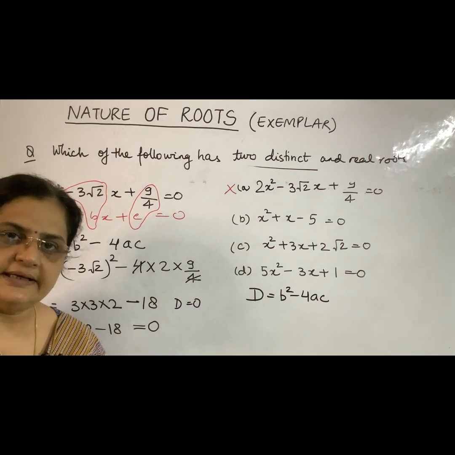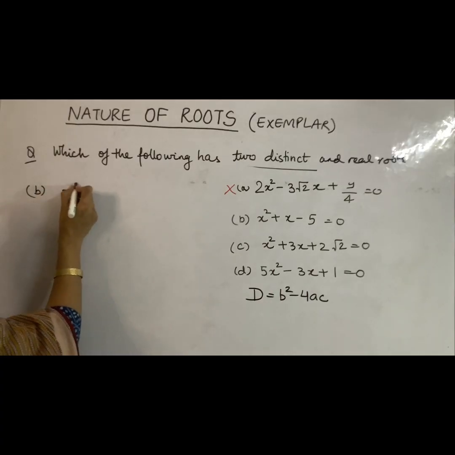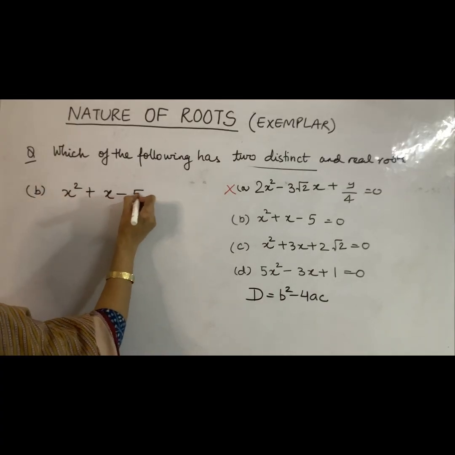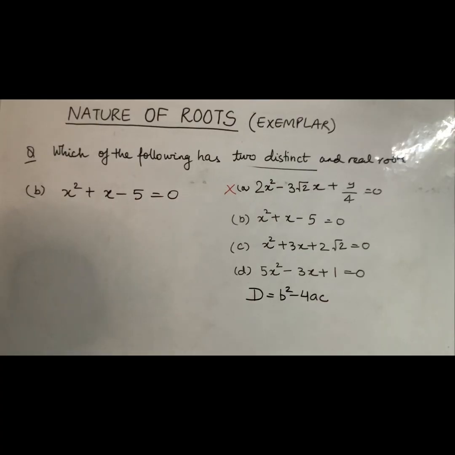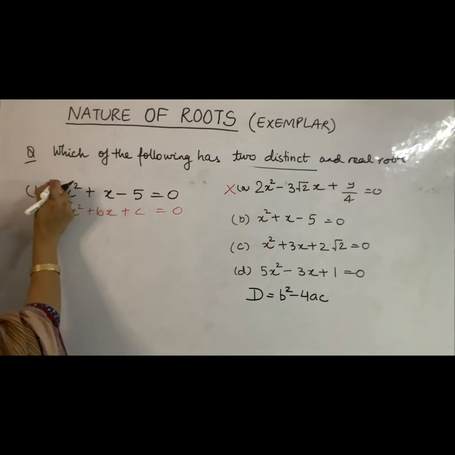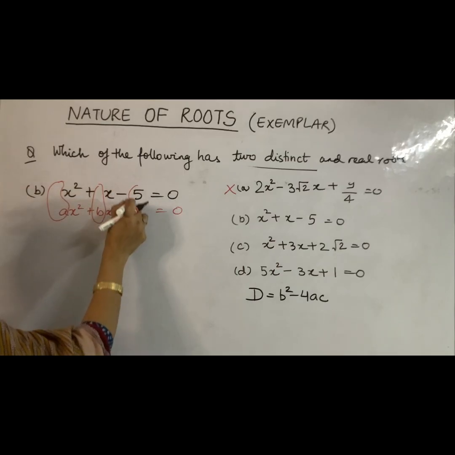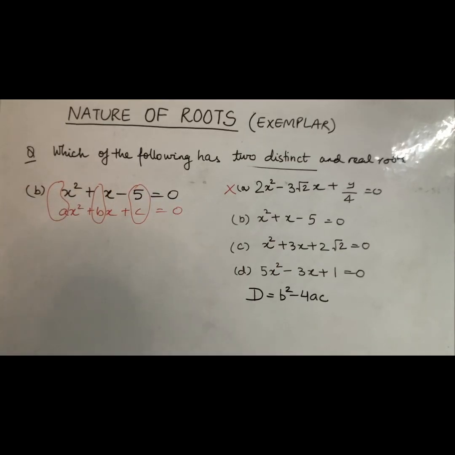Let us do the next one. Let us see the b part. x square plus x minus 5 is equal to 0. We will compare this with ax square plus bx plus c is equal to 0. So a will be 1, b will be 1 and c will be minus 5.